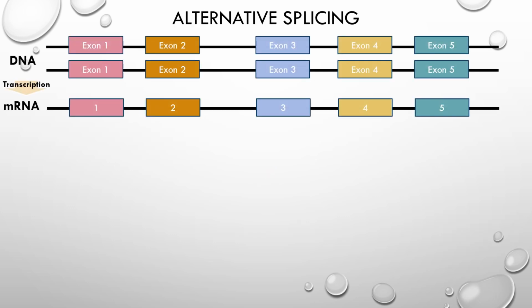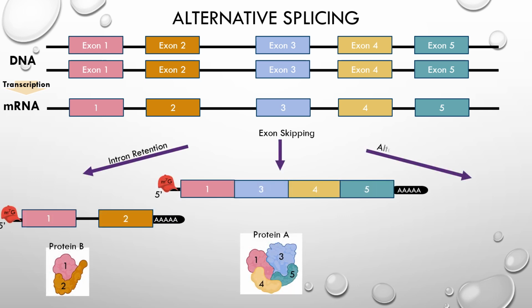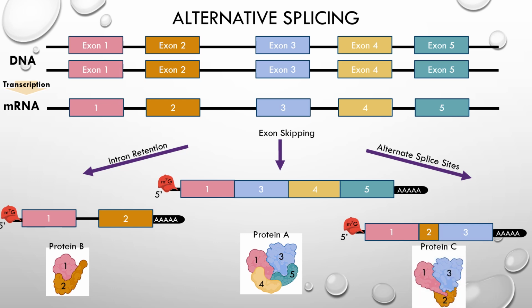However, some mRNAs are able to be spliced in multiple ways and can encode different protein products. This is known as alternative splicing. This phenomenon is an important part of sex determination in Drosophila.